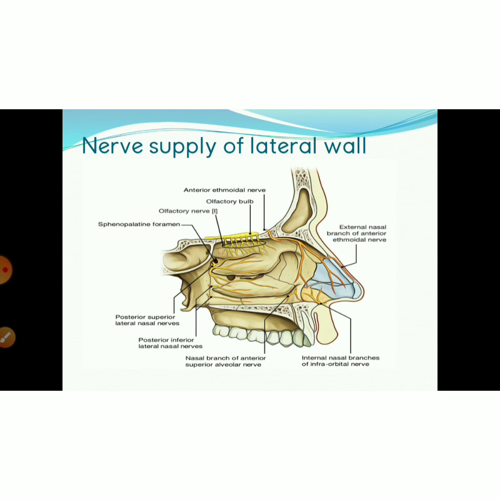Now coming to the nerve supply of the lateral wall. Again, the receptor cells in the olfactory zone are supplied by olfactory nerve. General sensation from the respiratory zone is carried by the following nerves.